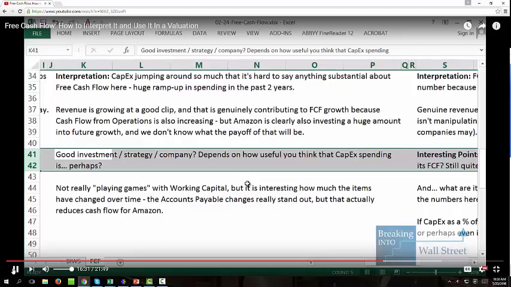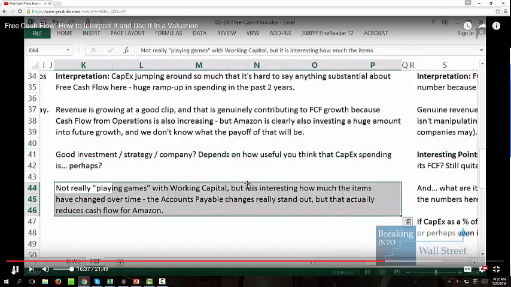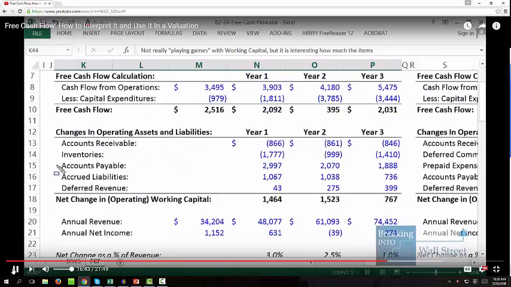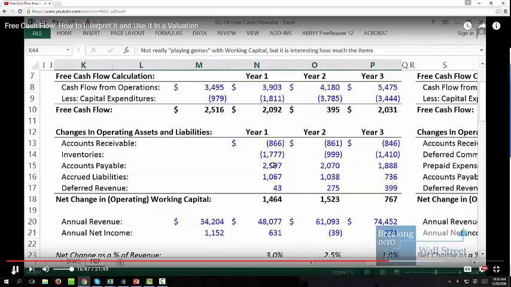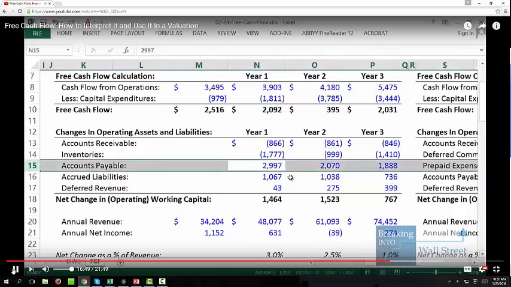And we don't know. We need to do more research on it, but that would be the main takeaway from this analysis. It's not exactly playing games with working capital, but it is interesting how much the items have changed over time. The accounts payable changes here really stand out because these are big, and it raises the question of how Amazon is changing its policies in terms of paying out to vendors and suppliers over the years. How has that been changing over time? How will it change in the future?